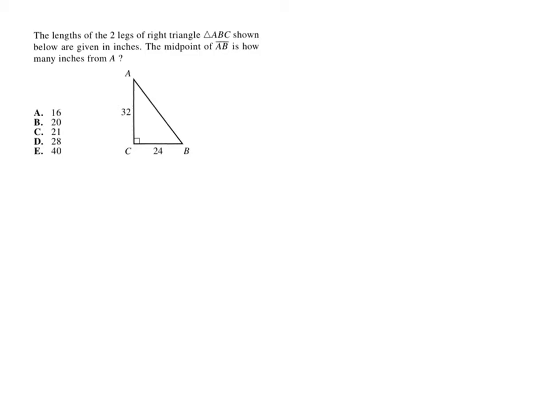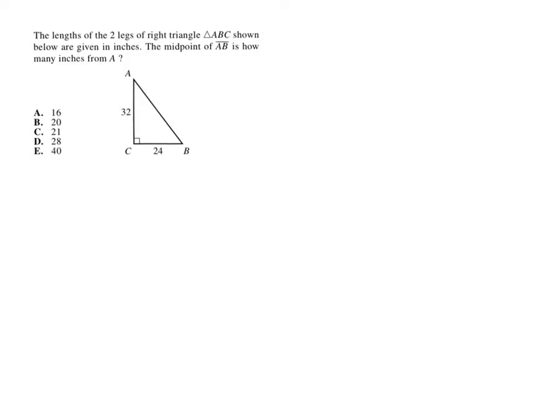The lengths of two legs of the right triangle, triangle ABC, shown below are given in inches. The midpoint of AB is how many inches from A? If you want to try to work this problem on your own, you can pause the video now.